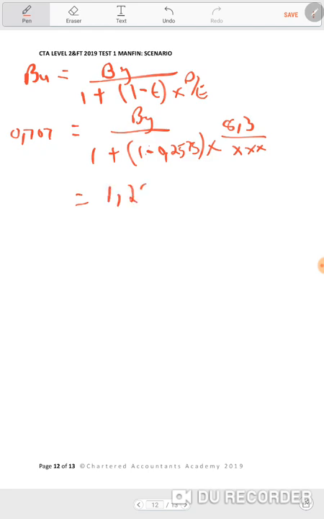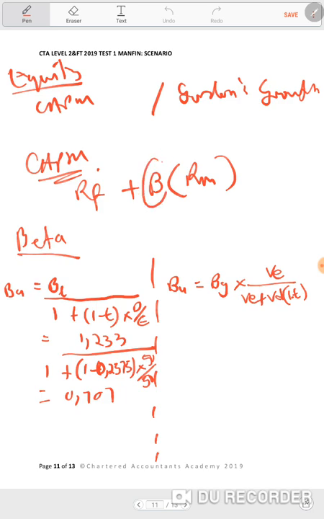So maybe it's going to be 1.2. What do you do with this? You take it to your solution over here. This is now your beta. You now have your 1.2. Confirm. If you're using this formula, it's just simple. Beta unlevered is equal to beta geared, which is our 1.23 times value of equity, 50, over value of equity, still 50, plus value of debt, 50, times 1 minus 0.2575. You should get to the same answer, right?